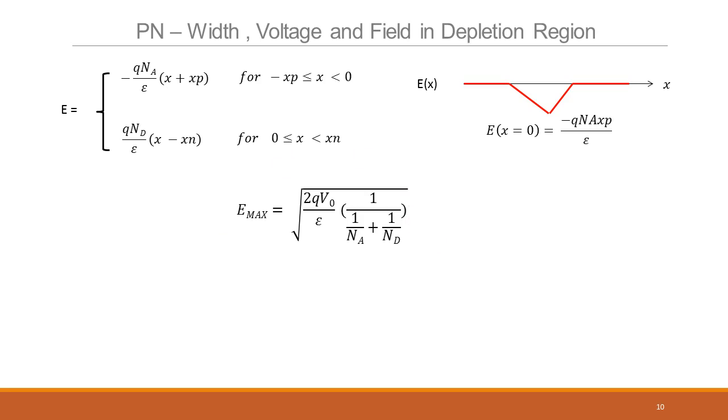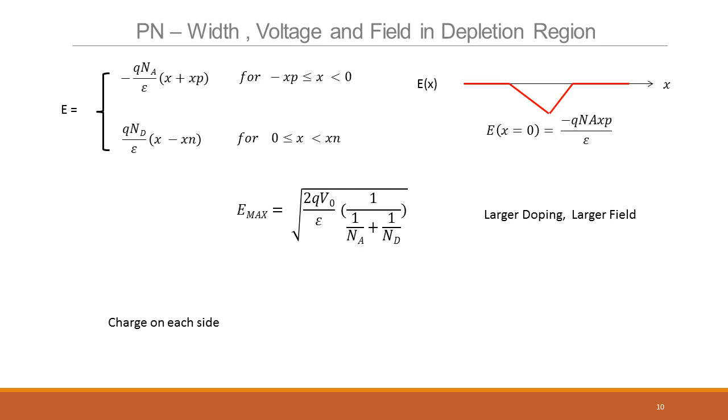Now look at the thing here, right? Larger doping means, let's say if Na and Nd are increased, 1 by Na and 1 by Nd will reduce. Since they are in the denominator, this entire factor will increase. So E max actually increases with more doping. So you dope more, the width is reduced, but the field is increased. With the depletion region, width will reduce if both the dopings have increased, but the electric field will increase.